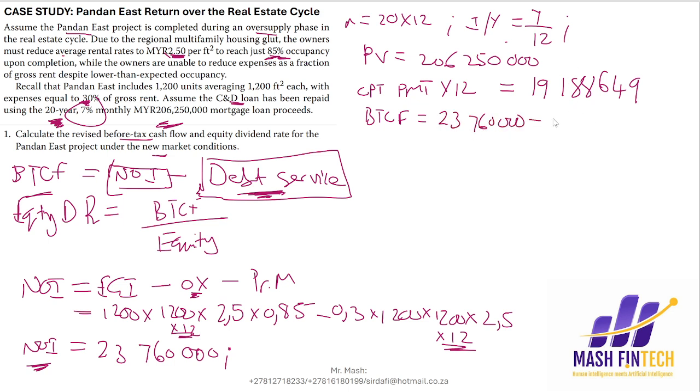Which therefore means that the before tax cash flow is going to be the net operating income minus the debt service. And when you solve this, it must be 4,571,351.